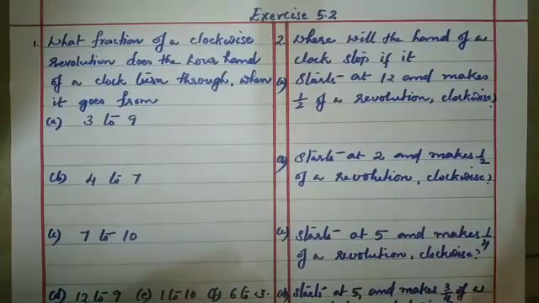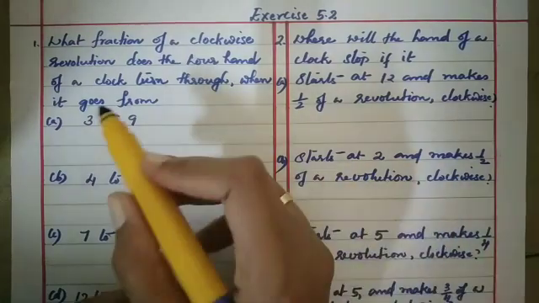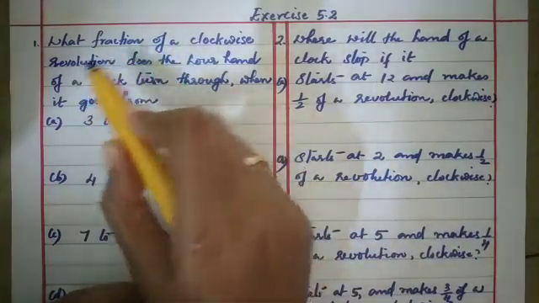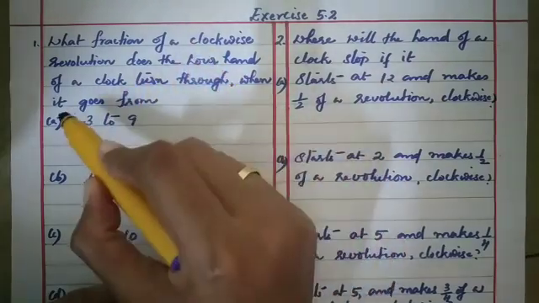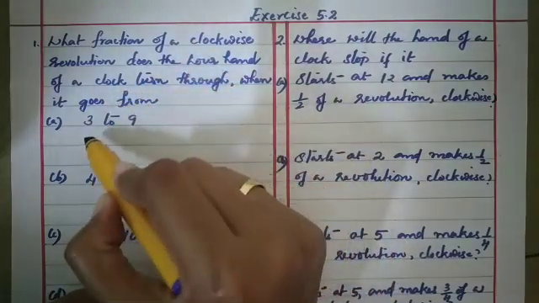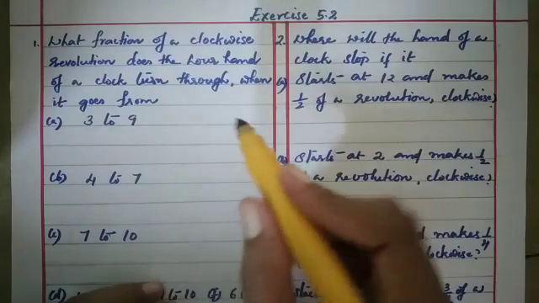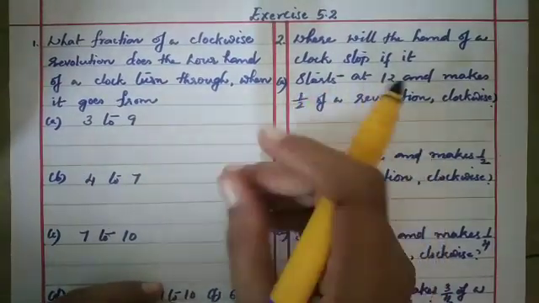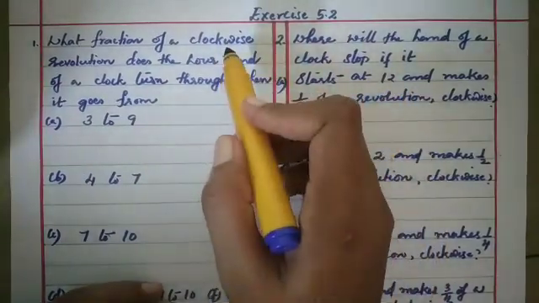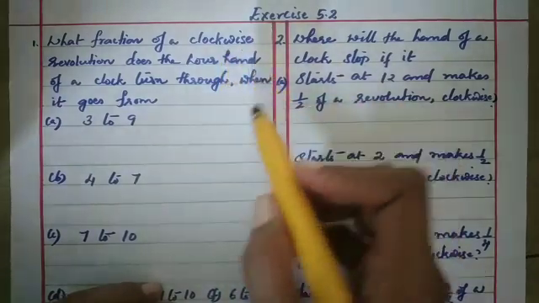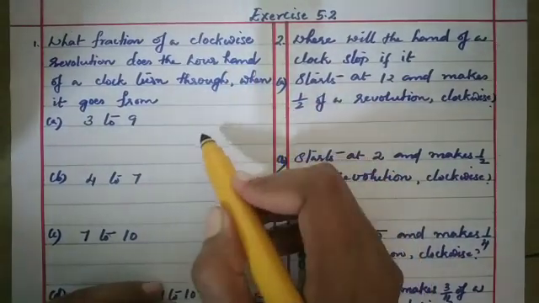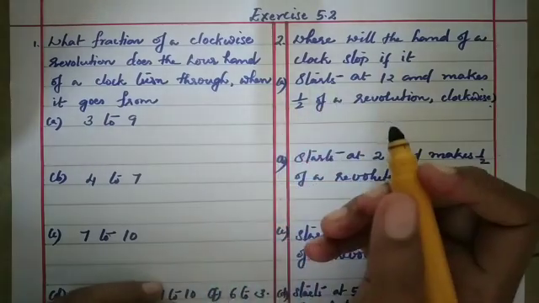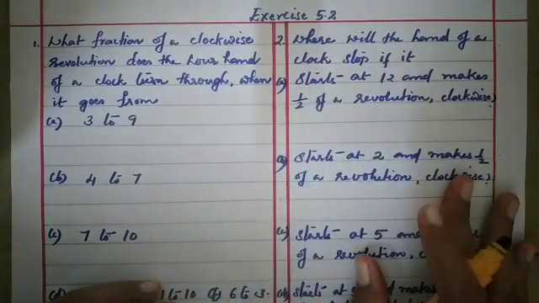Children, next we are moving to exercise 5.2. First question: what fraction of a clockwise revolution does the hour hand of a clock turn through when it goes from 3 to 9? First question, 3 to 9. So imagine a clock in the clockwise direction. Clockwise revolution means 12, 1, 2, 3, 4, then again comes to 12. That is the clockwise revolution.